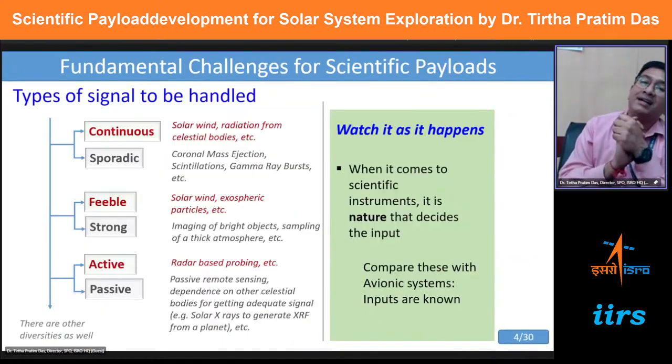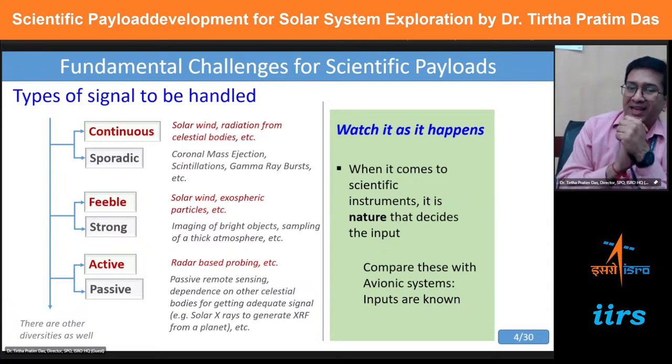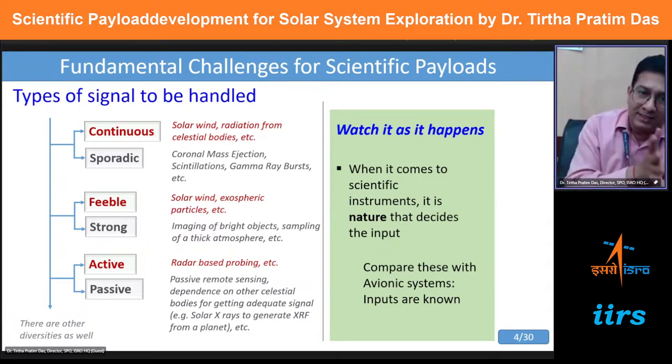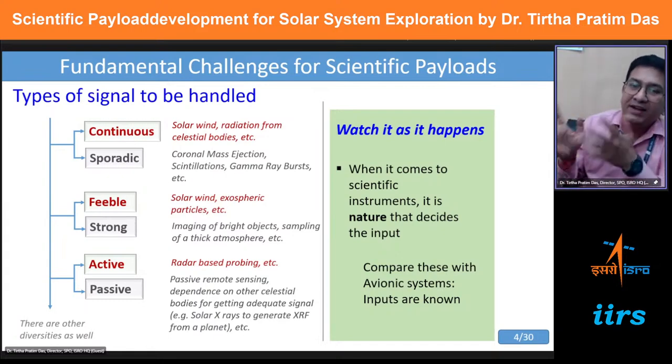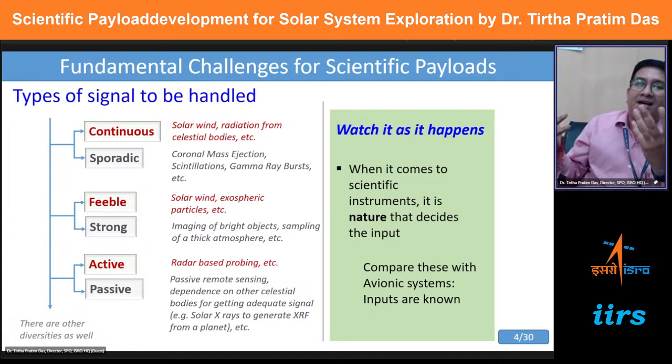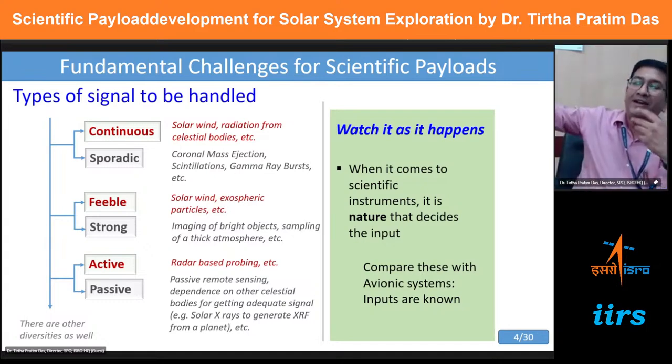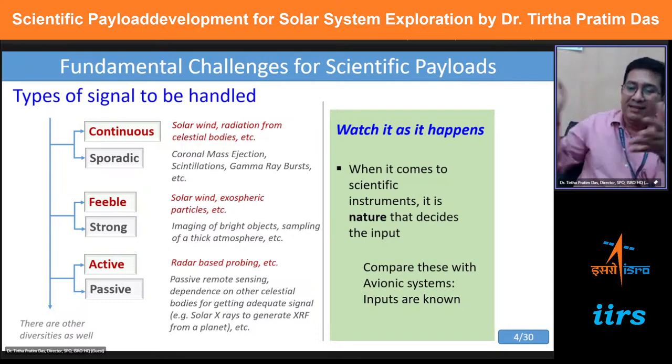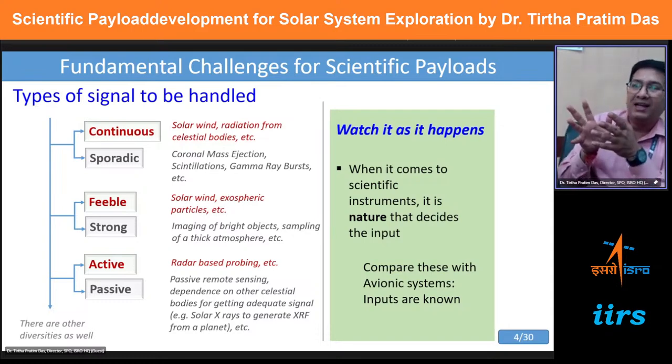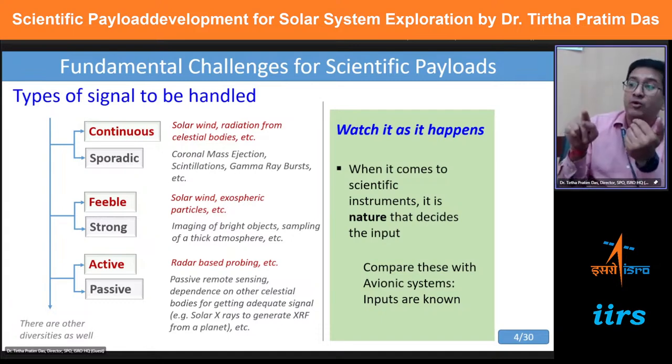Now, there are certain fundamental challenges for scientific instruments. One challenge is the type of signal which has to be handled. You don't have any control like you have for avionics systems. A scientific instrument is exposed to the whimsical behavior of nature. The way nature presents itself, the scientific instrument should be able to capture its features as they are, so watch as it happens. It is true for a scientific instrument that it is nature that decides the input.